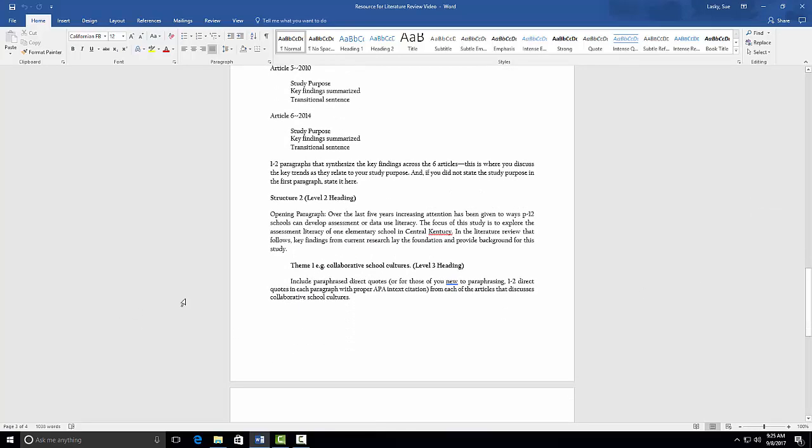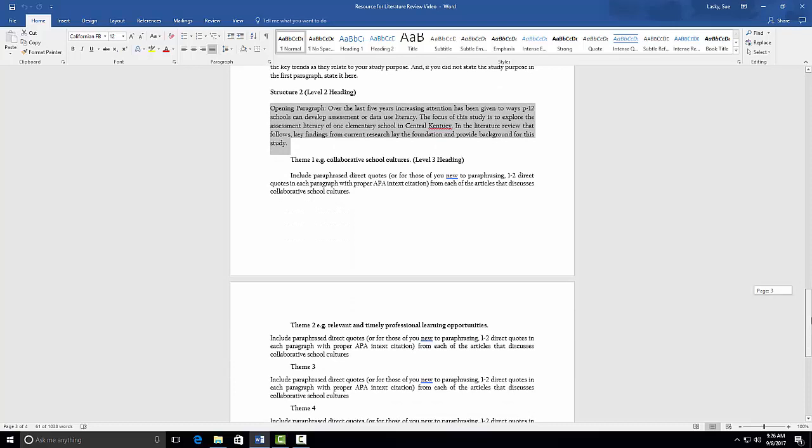In structure 2, and notice these are level 2 headings. That's the other thing. I've modeled level 2 headings as well as level 3 headings. So you've got your level 1 heading modeled, your level 2 heading modeled, and your level 3 heading modeled. And the role and function of each of these headings is to let the reader know you're moving into a new section. Okay, so with structure 2 here, you're going to start with your opening paragraph. I just copied and pasted the same one.